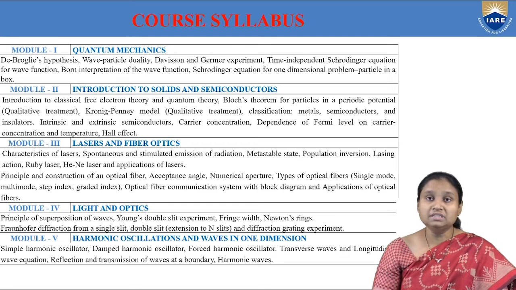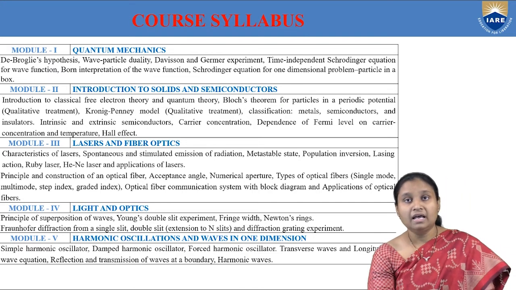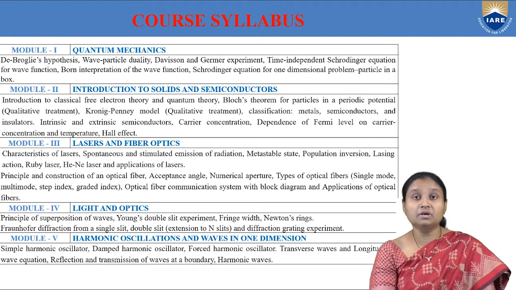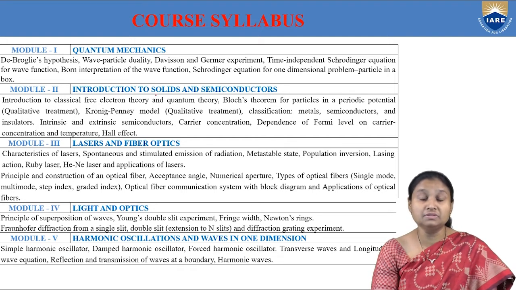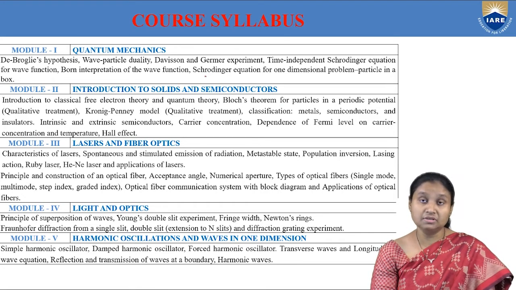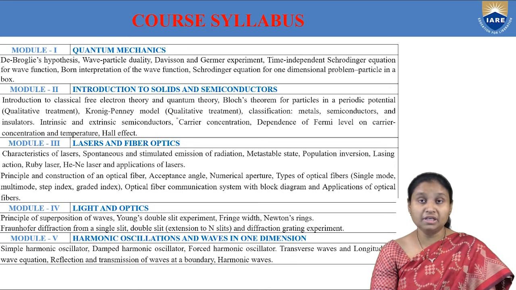Now, if I talk about the engineering physics course syllabus, it is under 5 modules. In the first module, we have quantum mechanics. And in this quantum mechanics, we are talking about de Broglie hypothesis, which is based on wave-particle duality. And then we have Davisson and Germer's experiment, time-independent Schrodinger's equation, and then Born interpretation of wave function and one-dimensional potential box.